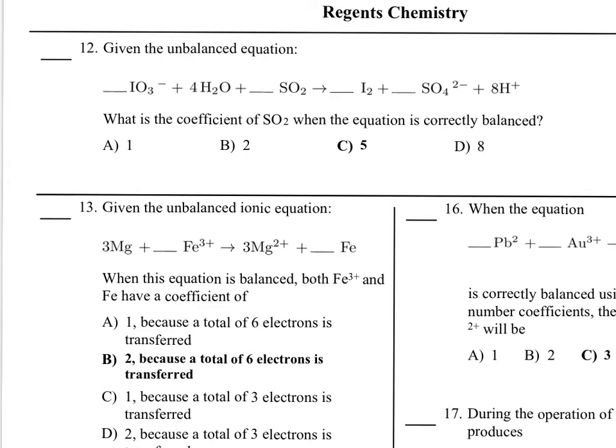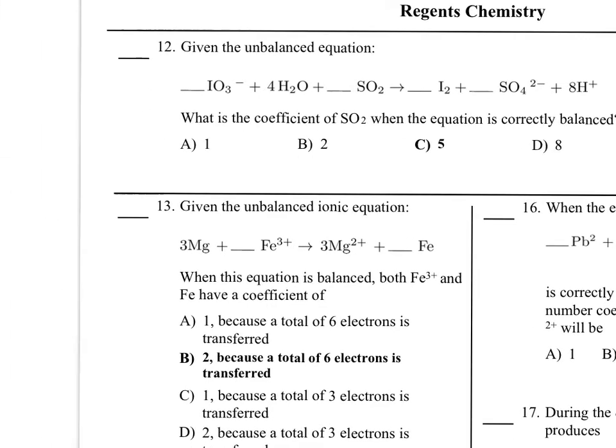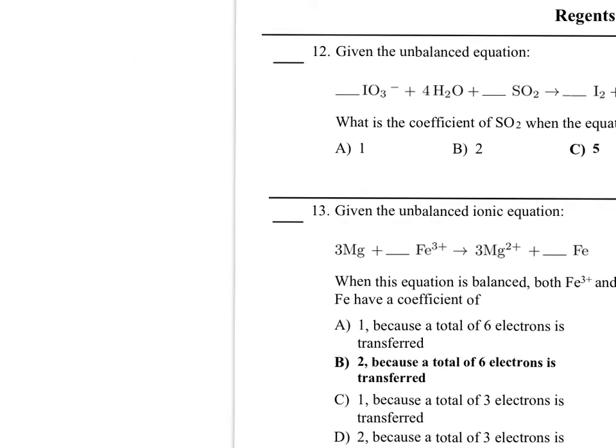All right, so for number 12, what is the coefficient of the SO2 when this is correctly balanced? This is a bit of a toughie. So what we are going to do is figure out our oxidation numbers first. All right? So I'm going to move over to the side to do this. So I've got IO3 minus, and I know that oxygen is always going to be a -2, so 3 -2's. And my iodine, which I don't know, is equal to -1. It's equal to -1 because I have that negative ion there.